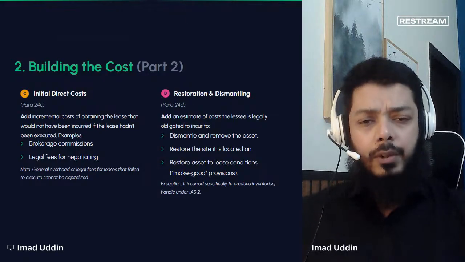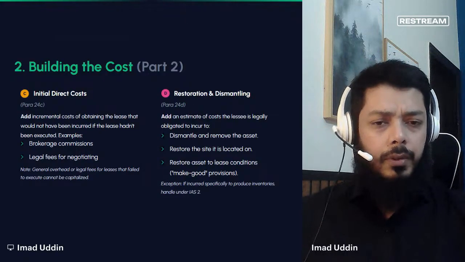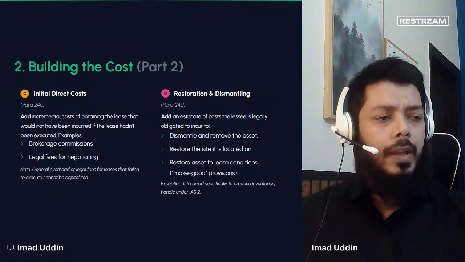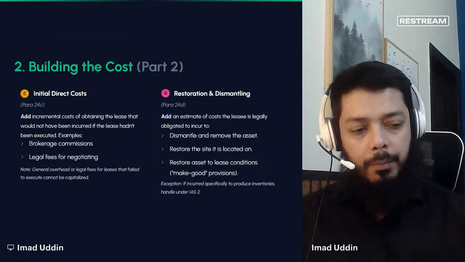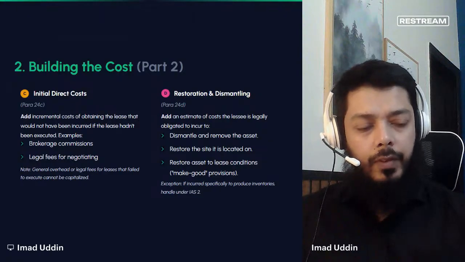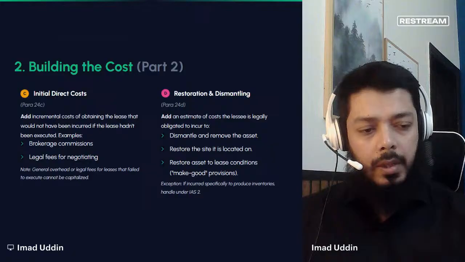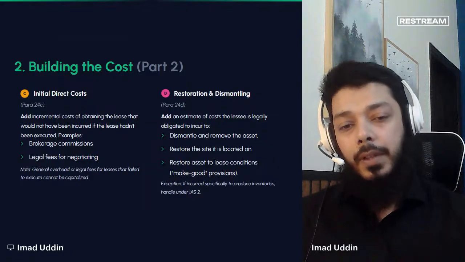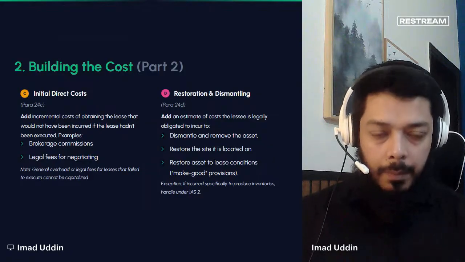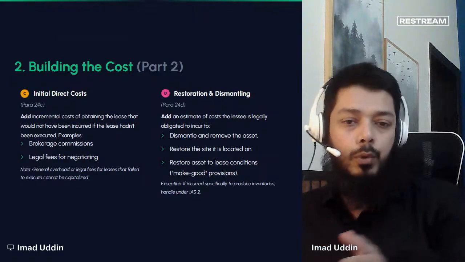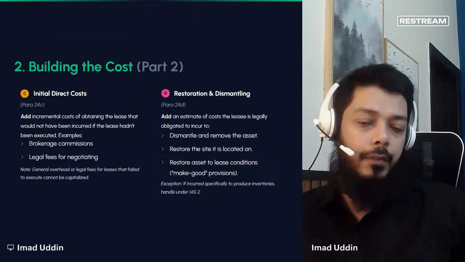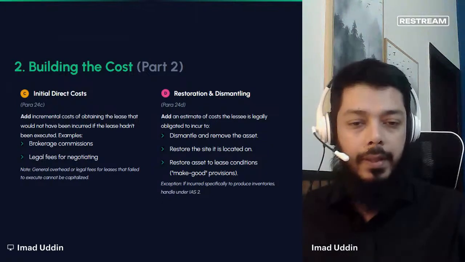And then we have restoring and dismantling obligations. So this comes from IAS 37. Whenever we have to dismantle a particular asset, we might have to recognize a provision against it. But as we are recognizing a long-term provision, let's say this asset will be used over 5 years, and after 5 years, we have to pay $1 million to dismantle that asset.